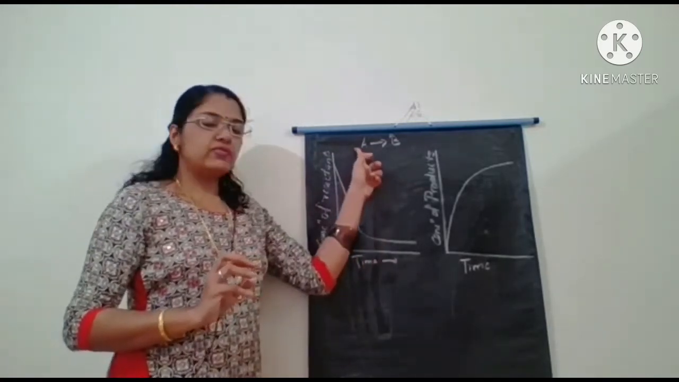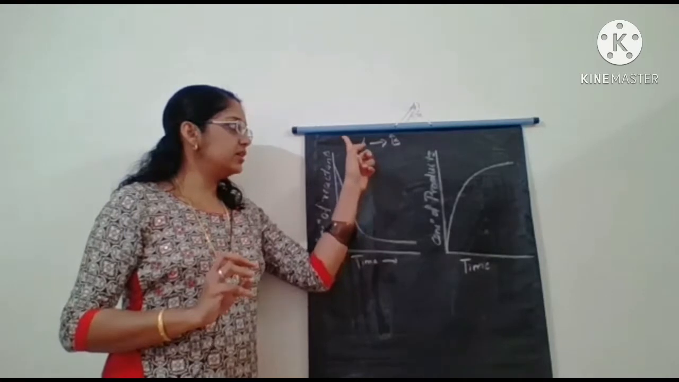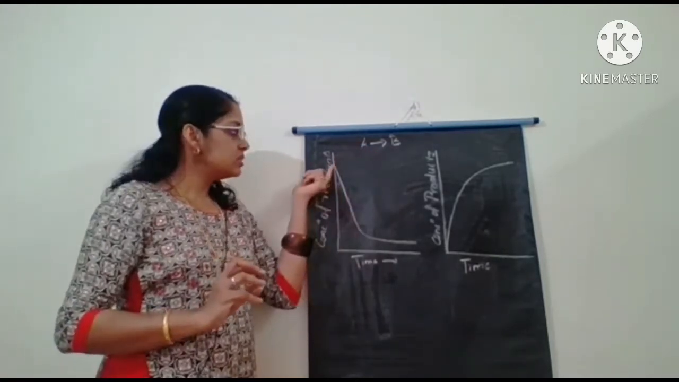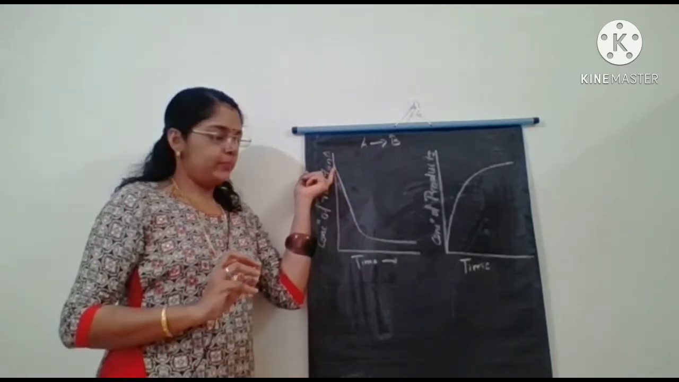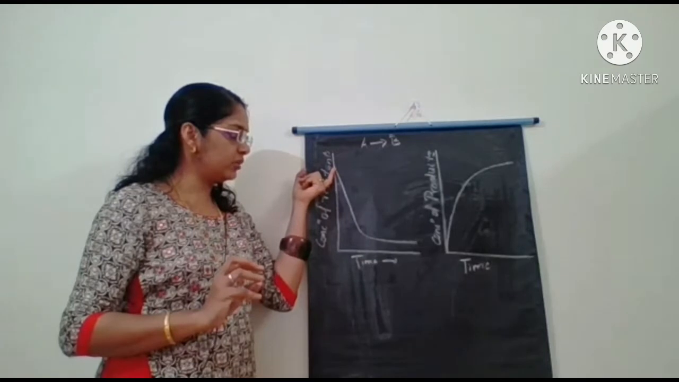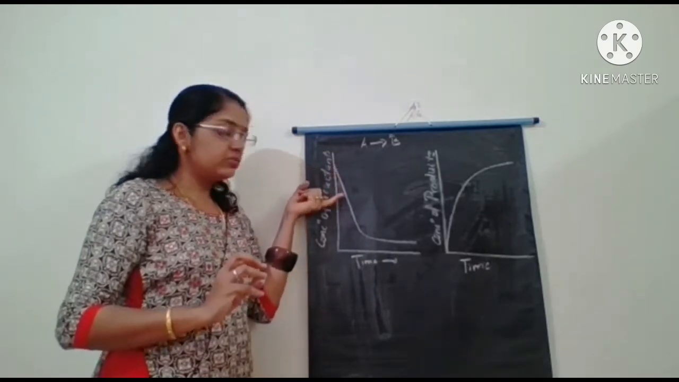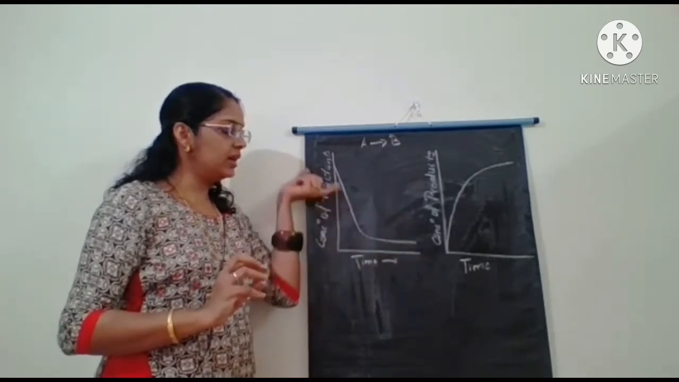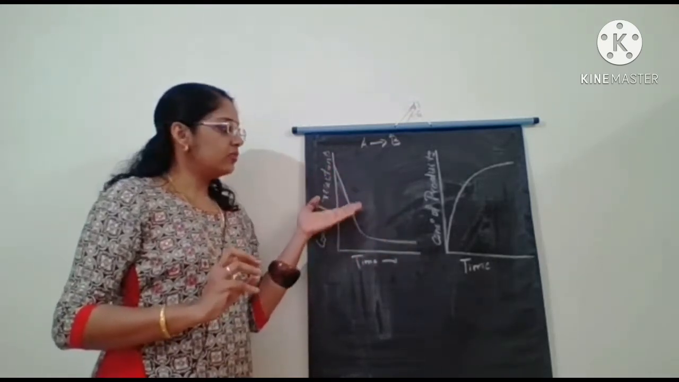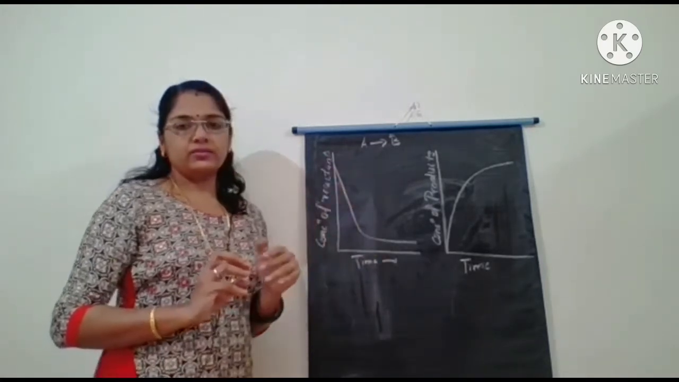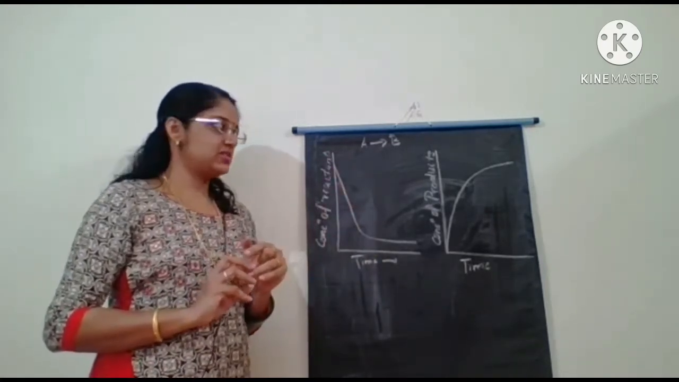So we all know that when the chemical reaction is proceeding, the reactant concentration tends to decrease. So first, the reactant concentration is high. When the chemical reaction is taking place, the concentration of the reactant tends to decrease at each point of time and then the graph will be like this. So we can find the slope of this reactant curve and then we can find the rate of chemical reaction.